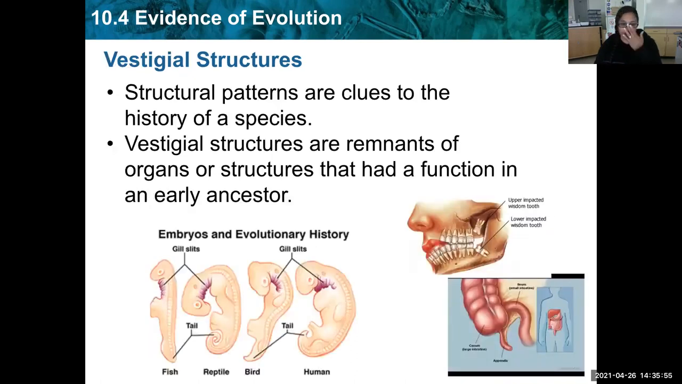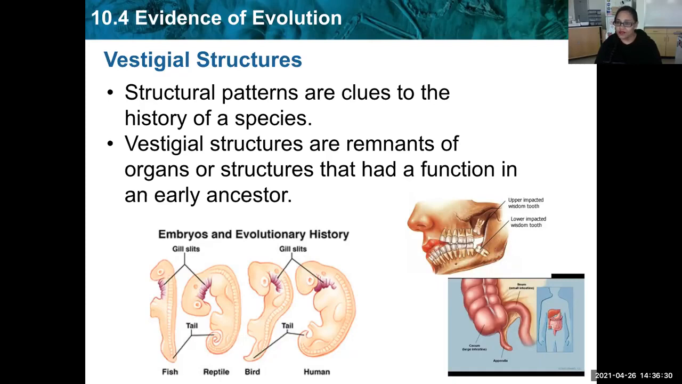Vestigial structures. Structural patterns are clues to the history of a species. We actually have quite a few vestigial structures. They're remnants of organs or structures that had a function in our early ancestors. When we saw the embryos, when we are embryos inside of our mother, tiny, tiny, we have gill slits. We don't need gills as an adult. We don't breathe underwater. But our ancestors did, and we still have gills at some point in our life.